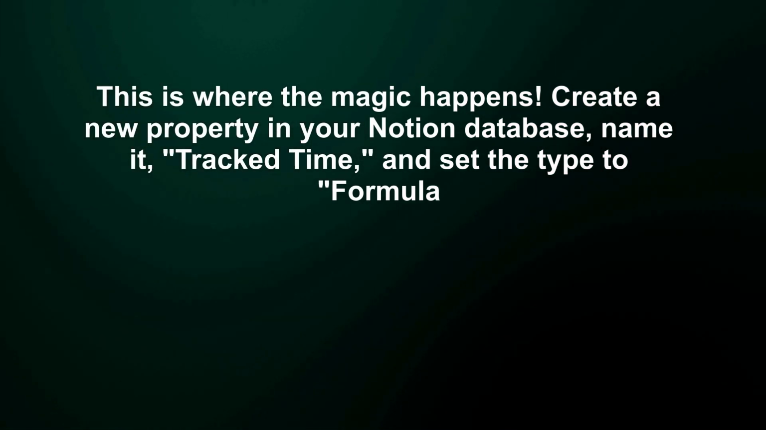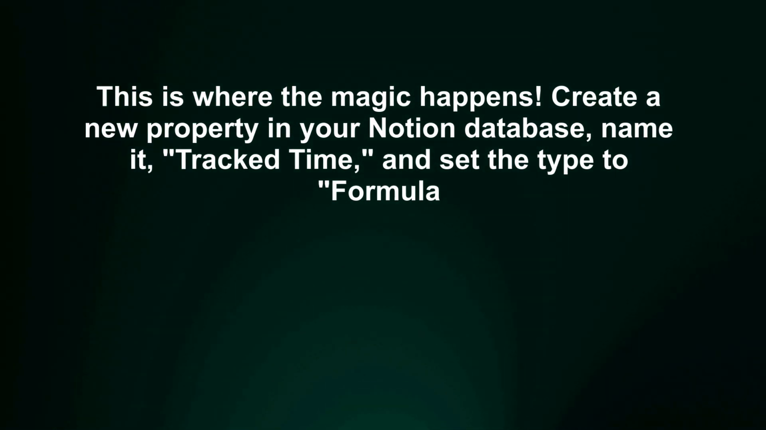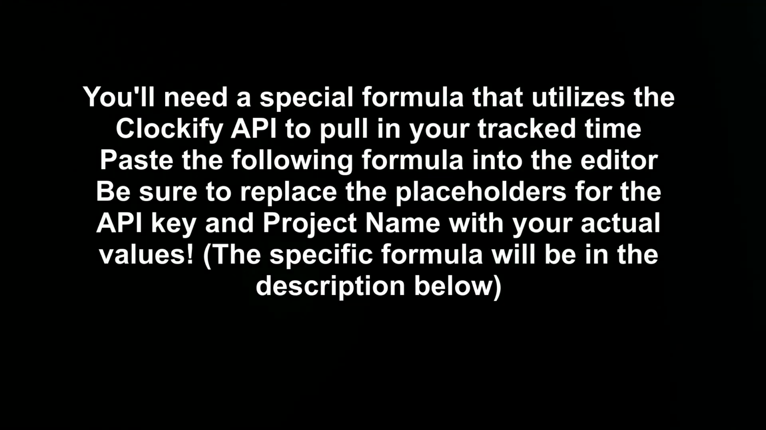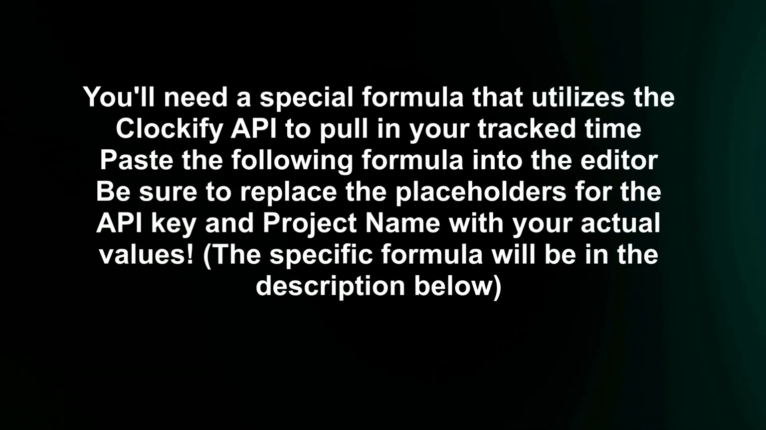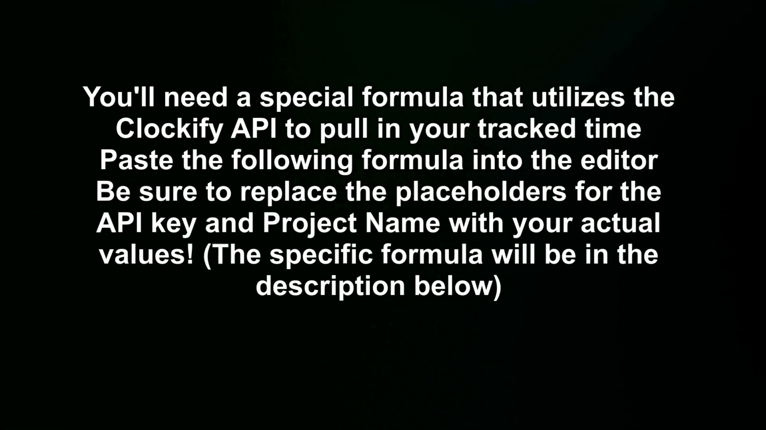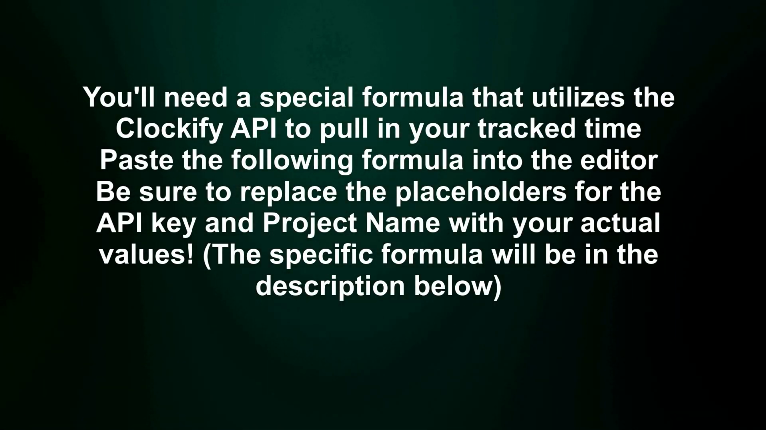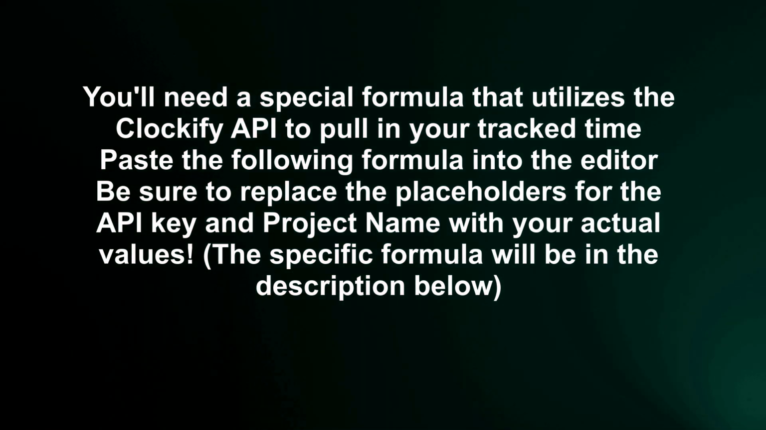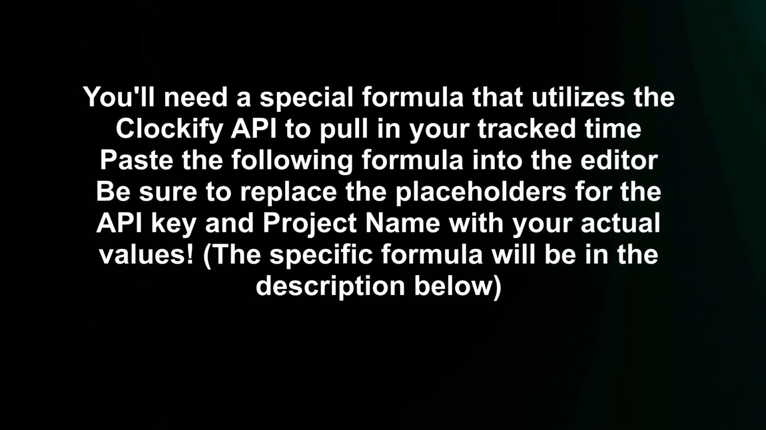Create a new property in your Notion database, name it Track Time, and set the type to formula. You'll need a special formula that utilizes the Clockify API to pull in your track time. Paste the following formula into the editor. Be sure to replace the placeholders for the API key and project name with your actual values. The specific formula will be in the description below.